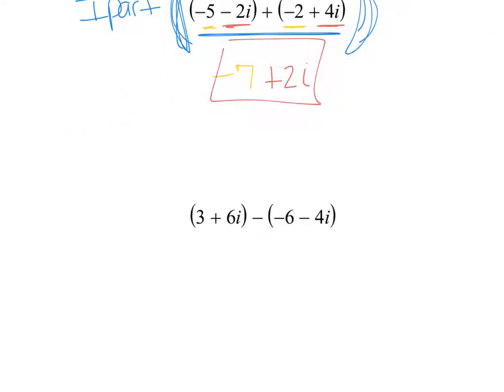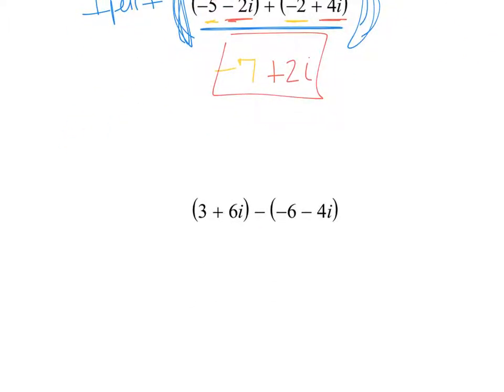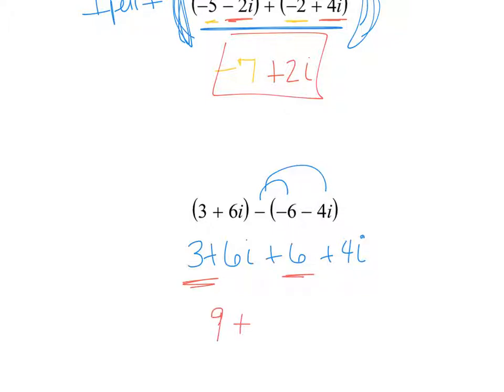Okay, with the next one, the only thing we're going to do differently here is it's subtraction, so we need to distribute the negative. So I'm going to have 3 plus 6i plus 6 plus 4i. I'm going to add the real parts, which is 3 and 6, to get 9. And I'm going to add the imaginary parts, 6i plus 4i, which gets you 10i. And again, you can type that into i part as long as you put this in parentheses.